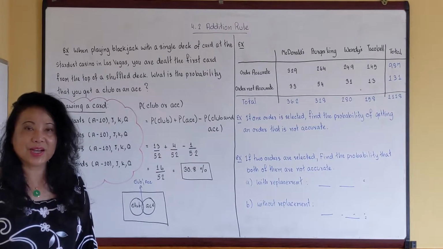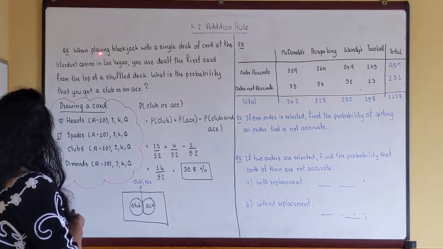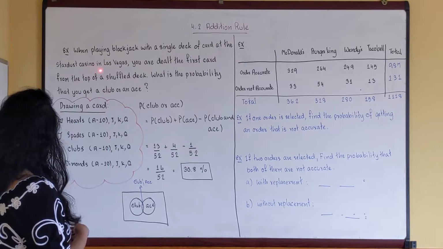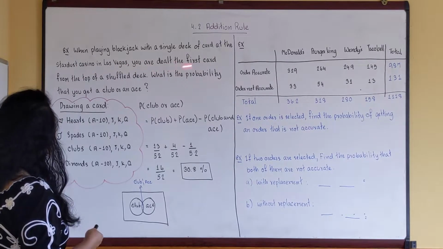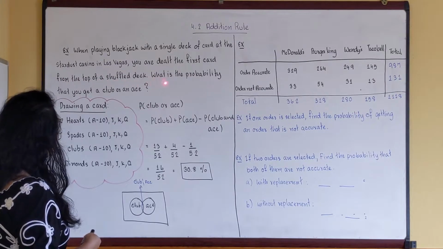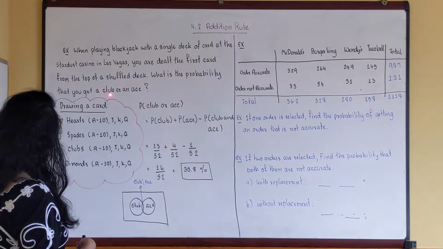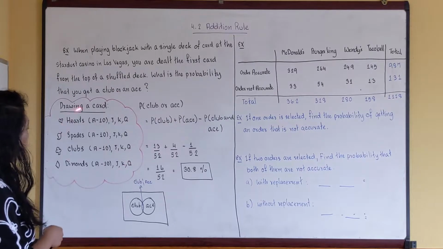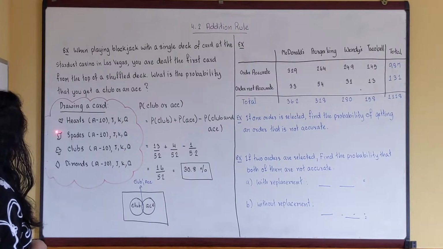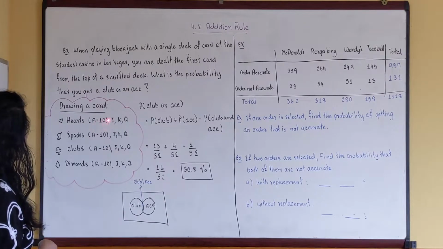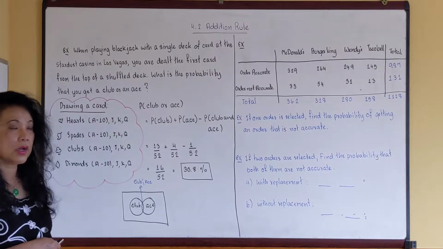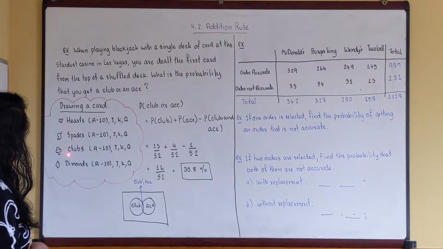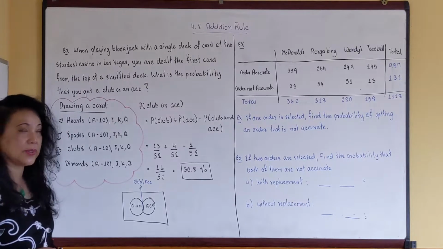Hi everyone, let's go to our next example. When playing blackjack with a single deck of cards at the Stardust Casino in Las Vegas, you are dealt the first card from the top of the shuffled deck. What is the probability you get a club or an ace? All right, so let's look at our deck of cards here. There are 52 of them. You have a set of cards, which is ace to 10, Jack, King, and Queen. Jack, King, and Queen are considered the face cards, so basically we have 12 face cards here. And then we have spades, clubs, hearts and diamonds, altogether 52 of them.